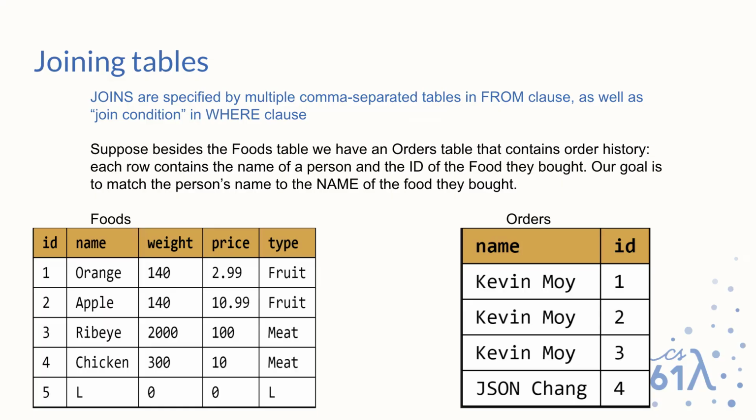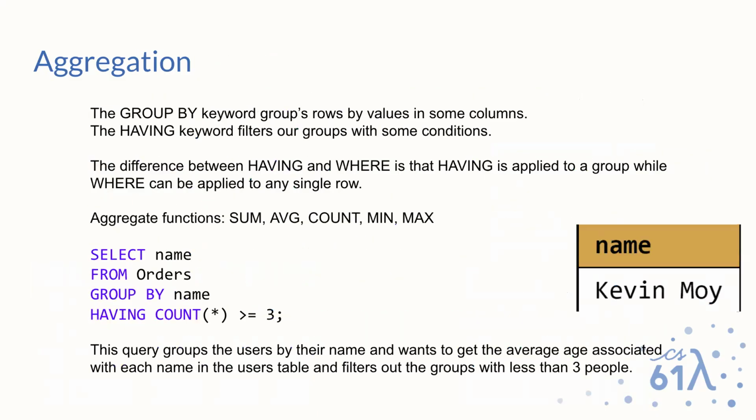You select what columns you want to show, right? So I can do select name, comma, sum of price here. So I would have Kevin Moy and the total calculated value.